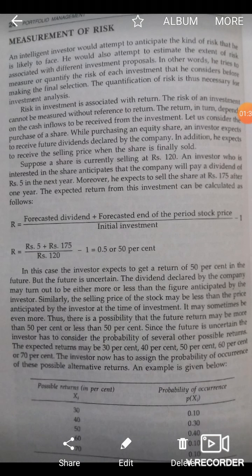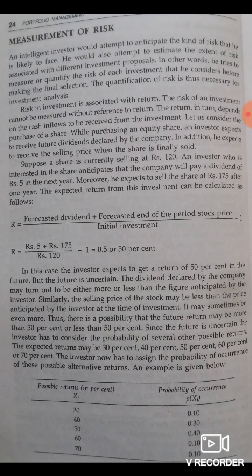But we know that there is a chance that this exact 50 will not be obtained. This can be either 60 or 70, or it can be 40, 30 or even 20. That is the risk factor in it. There comes the difference between risk and uncertainty.